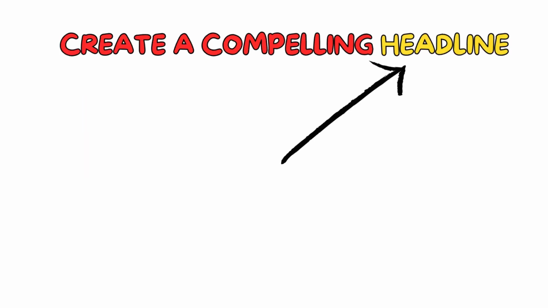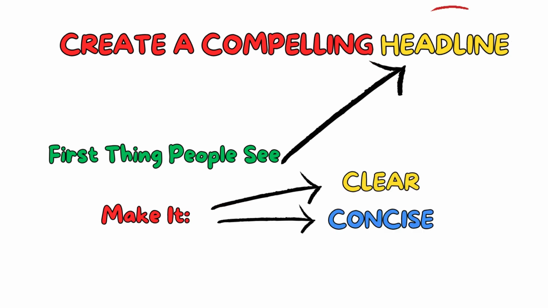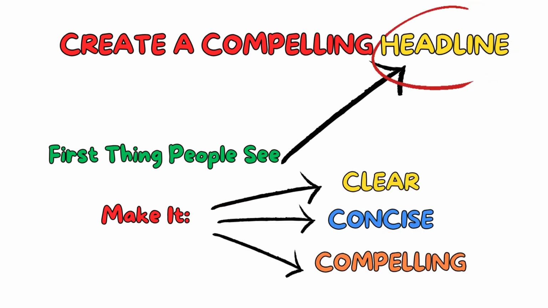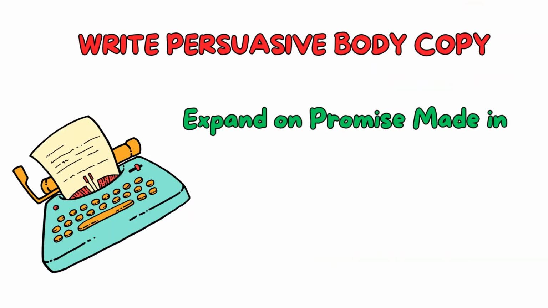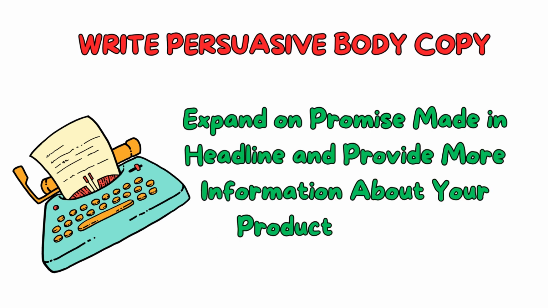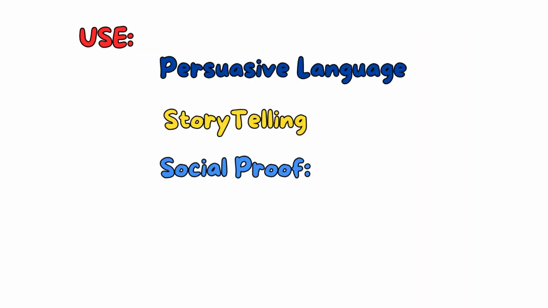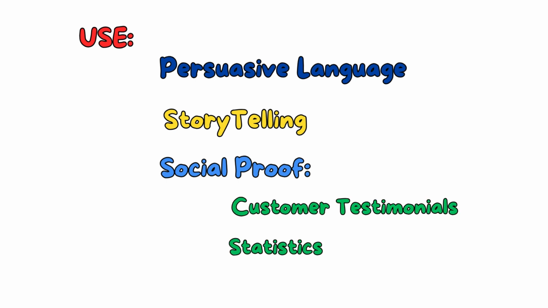Create a compelling headline. Your headline is the first thing people will see, so it needs to grab their attention and make them want to read more. Make it clear, concise, and compelling. Write persuasive body copy. The body of your copy should expand on the promise made in your headline and provide more information about your product or service. Use persuasive language, storytelling, and social proof, such as testimonials or statistics, to convince your audience.